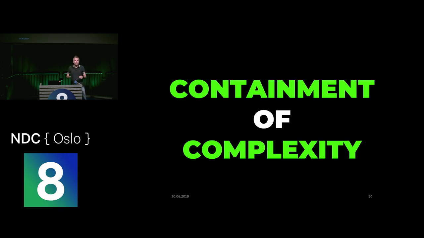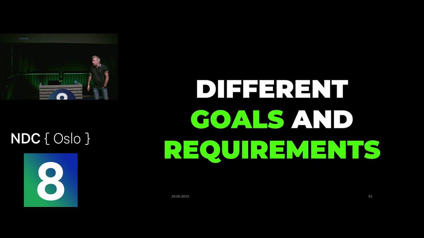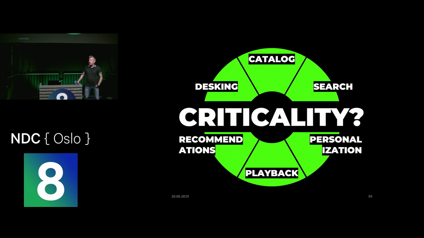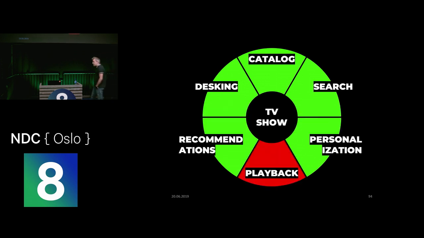But it's not just about complexity. It's also about exploiting that these different contexts had different goals and different requirements. What I mean by that is, for instance, what about criticality? How important is it that we are sort of fully up and running in all these different kinds of contexts? Now, if you come to our service and you can't watch anything, then it's kind of useless. So this is highly critical. And this means that we probably want redundancy for this, so that we ensure that we have a high uptime.